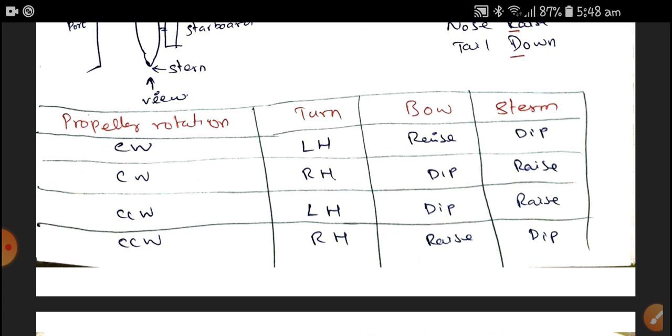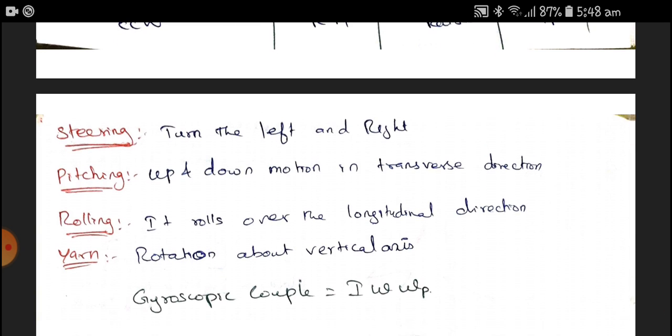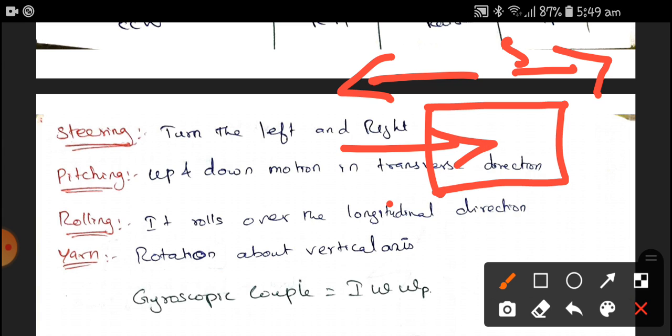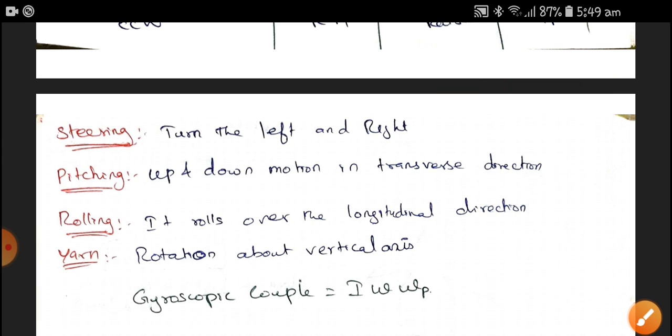Here, we have to know the four important parameters: steering, pitching, rolling, and yaw. In all vehicles, these are very important terms. Steering means we turn our vehicle or body to either the right hand side or the left hand side. Pitching is the up and down motion in the transverse direction. If I say this is a body, if it is turned to the left hand side or right hand side, it is called steering. If it goes up and down, it is called pitching. Rolling is in the longitudinal direction, if it rolls, it is called rolling. Whereas if it rotates about the vertical axis, that is called yaw. These terms are very important for an automobile.